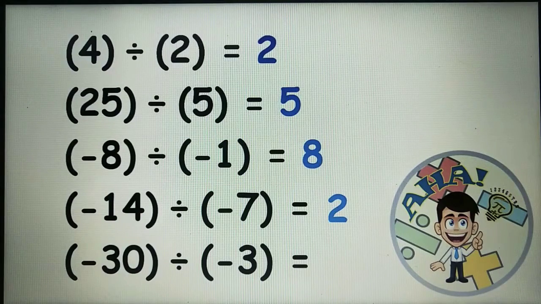Last example, we have negative 30 divided by negative 3. The two numbers have the same sign, which is negative, so the quotient is positive, and the answer is positive 10.